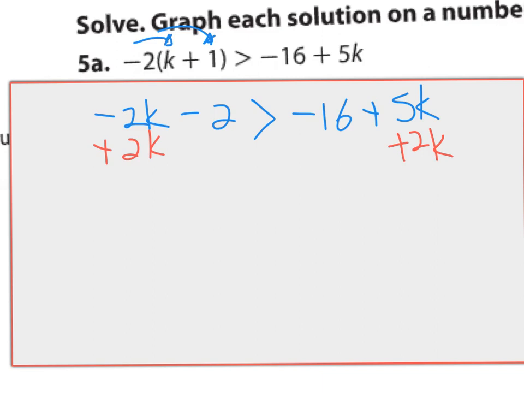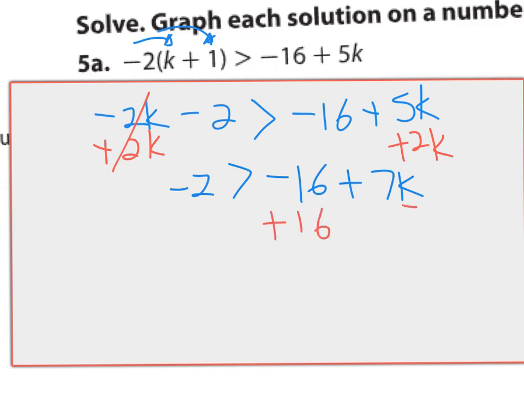Addition property of equality. My 2k is gone, and I am left with negative 2 is greater than negative 16 plus 7k. And now I will remove my negative 16 by adding 16, because remember, I want to isolate the k, right? So I want to go in reverse order of operation, and I'm going to add plus 16 to this side as well, which leaves me with 14 is greater than 7k.